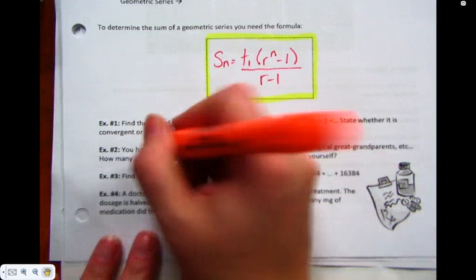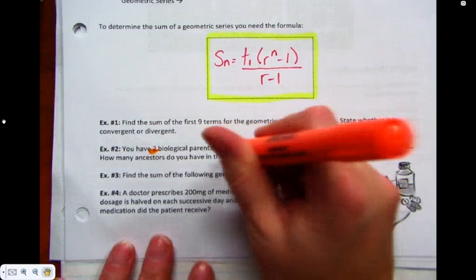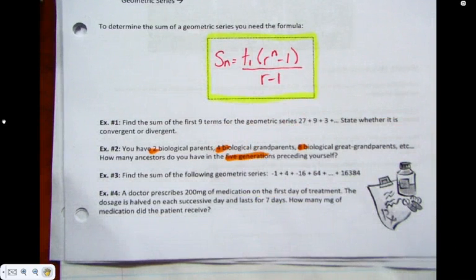What do you need to know? You need 2, 4, and 8. In the grand scheme of things, as a mathematician, I don't care who these relatives are. What I need to know is what's the sequence we're dealing with, and it's 2, 4, and 8. Now what are we trying to find? 5th generation, which is just T5. That's all it's asking.